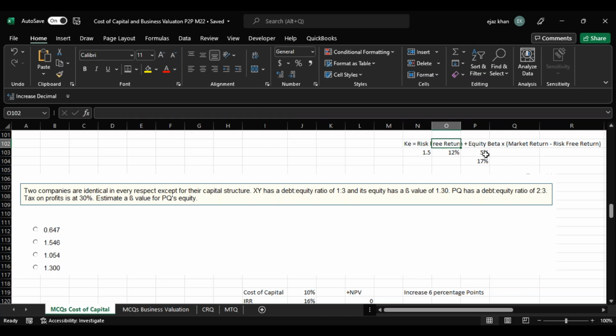So risk-free return, this is something that every investor expects to get, even if they're investing in a risk-free security. Apart from that, they are also going to get some premium against the risk that they are taking. Okay, I hope equity beta is clear now. So let us do some working for this question. It says that we have to estimate equity beta for PQ company. Now there is a concept involved in this, and first let me explain that concept before we solve this question.